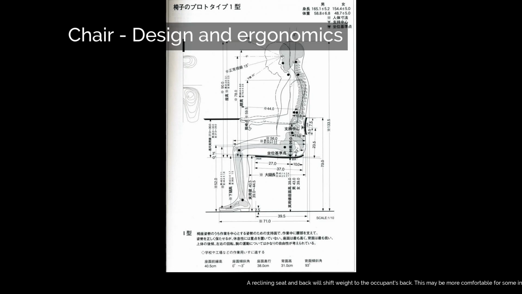A reclining seat and back will shift weight to the occupant's back. This may be more comfortable for some in reducing weight on the seat area, but may be problematic for others who have bad backs. In general, if the occupant is supposed to sit for a long time, weight needs to be taken off the seat area, and thus easy chairs intended for long periods of sitting are generally at least slightly reclined. However, reclining may not be suitable for chairs intended for work or eating at a table.